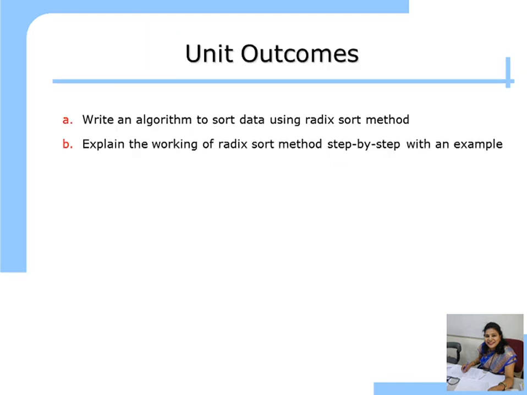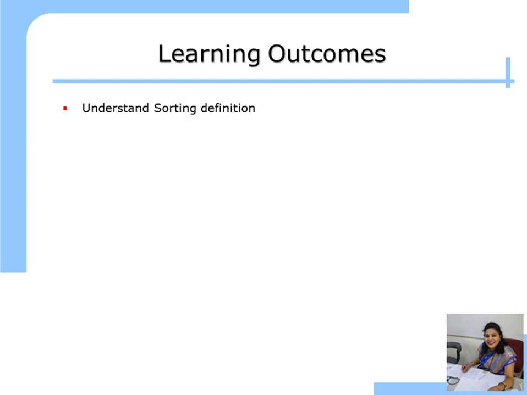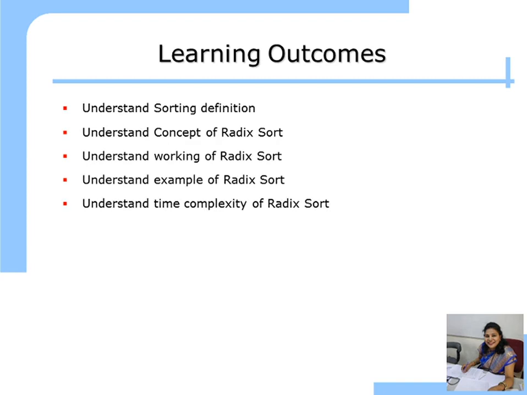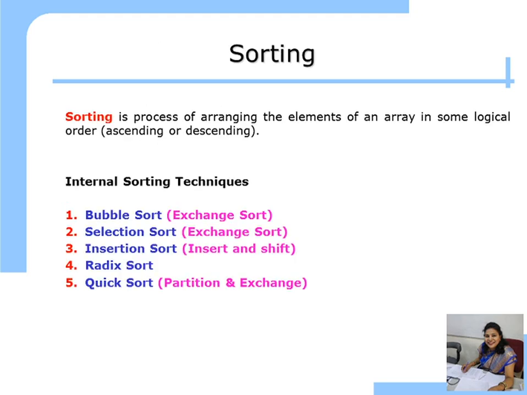The unit outcomes of this topic are: after learning this unit, you should write an algorithm to sort the data using radix sort. Also, you should explain the working of radix sort method step by step with an example. These are the learning outcomes of this video: understand the sorting definition, concept of radix sort, working of radix sort, example of radix sort, time complexity of radix sort, advantages and disadvantages of radix sort.